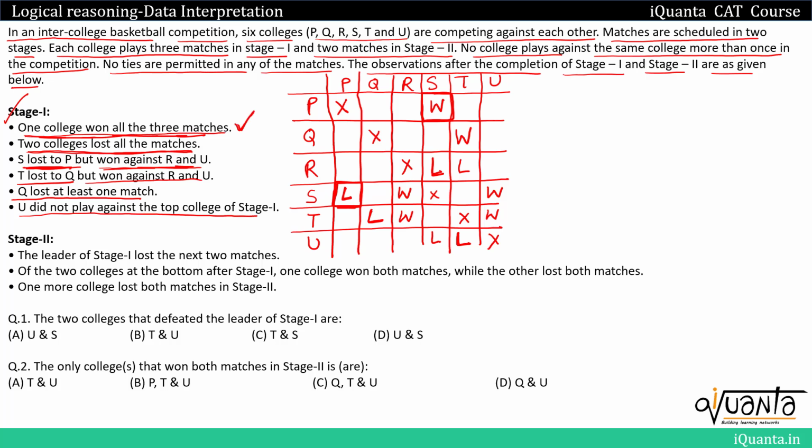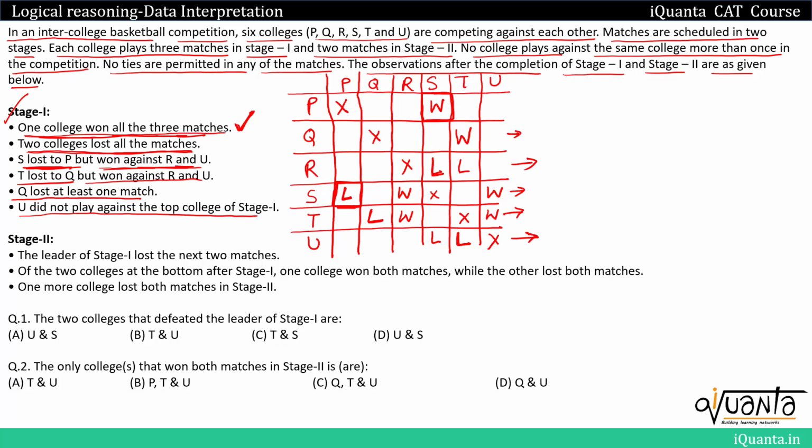So initially we were given that there is only 1 college that is winning all the 3 matches, and we know that every college can play only 3 matches in stage 1. So if we look at college U, U already has lost 2 matches, so it cannot be the college that is going to win all the matches. Similarly, T has lost a match, so it cannot be the college which is winning all the 3 matches. Similarly, S is also losing 1 match against P, so S also cannot be the college that is winning all the matches. R is also losing, so it cannot be the college winning all the matches.